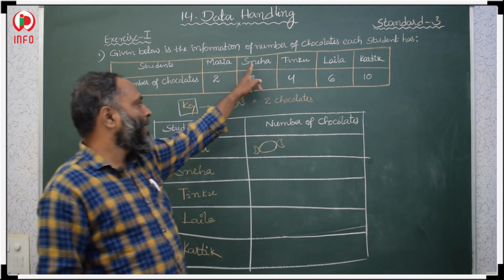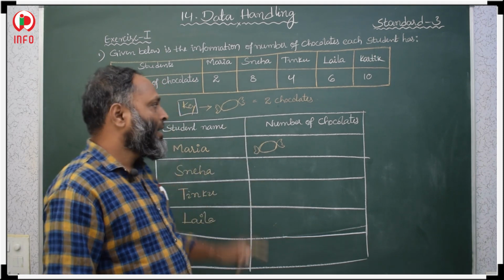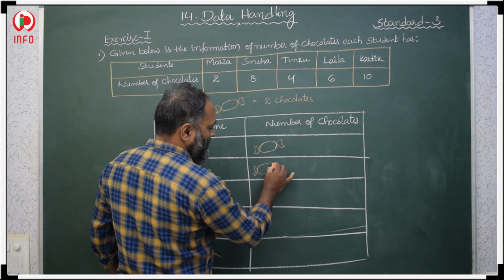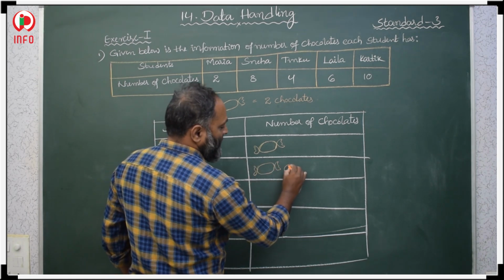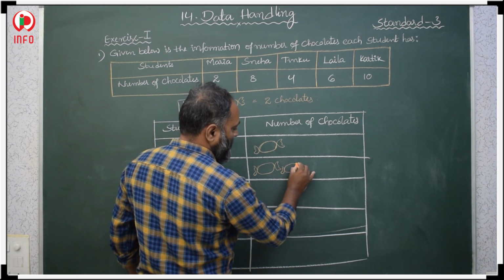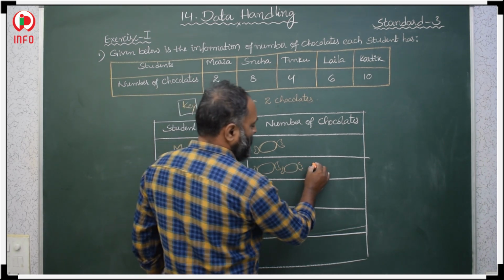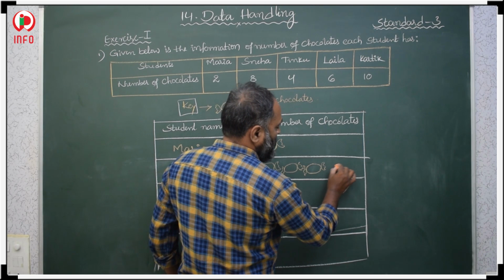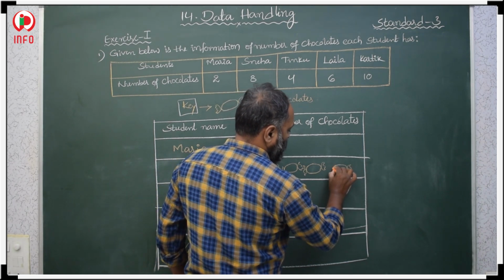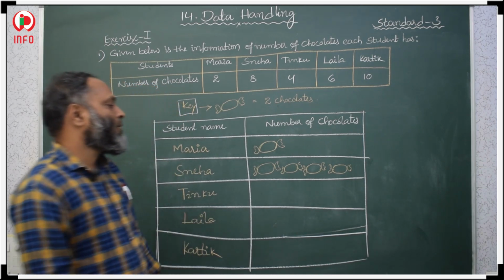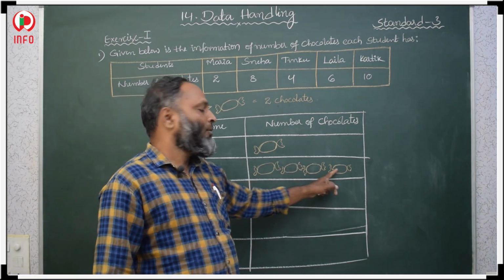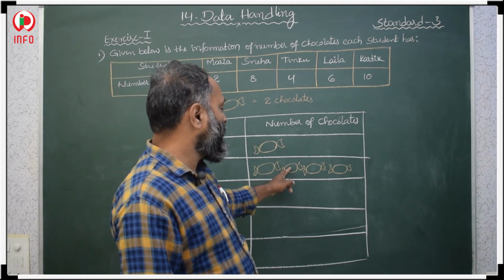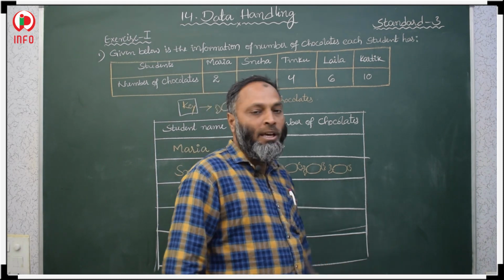Next, Sneha. Sneha has 8 chocolates. One chocolate represents two chocolates. So first you take one chocolate, that is 2. Then one more chocolate, 2 plus 2, 4. 4 plus 2, 6. 6 plus 2, 8 chocolates. 1, 2, 3, 4, so 4 chocolates. Each chocolate represents 2 chocolates.